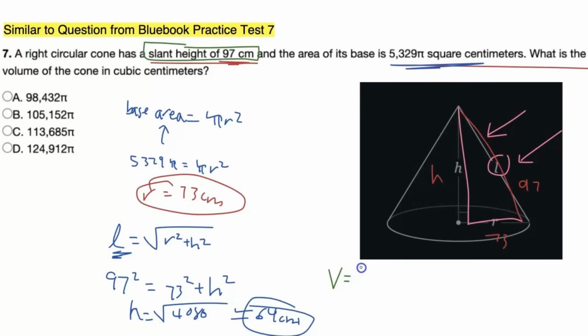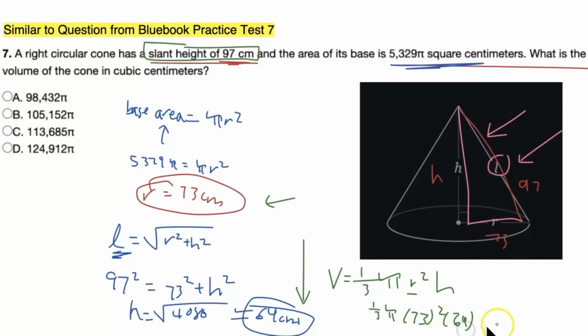So the volume of a cone is equivalent to 1/3 times pi r squared times height. And so now it's pretty easy to find the volume because we know the radius, which we found, and we know the height, which we found here. So 1/3 times r, 73, square that, times h, height, 64. All this is going to be approximately equal to 113,685.333 pi. And so we get a decimal, but of the answer choices we have, it lines up pretty nicely with answer choice C. And so that is our answer.